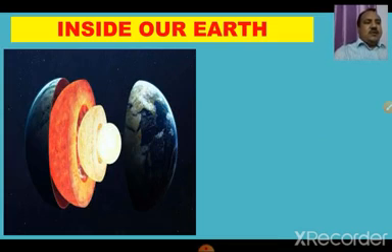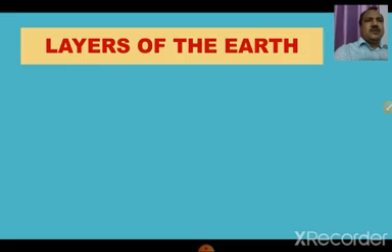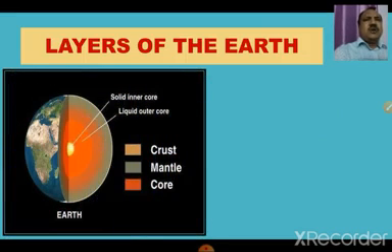Just like an onion, earth is made up of several concentric layers with one inside another. This is the image of the interior of our earth, or we can call it inside our earth. If we are going inside the earth, then it will be like that. But in reality, no one can go inside the earth. So first of all, we are going to see the layers of the earth.